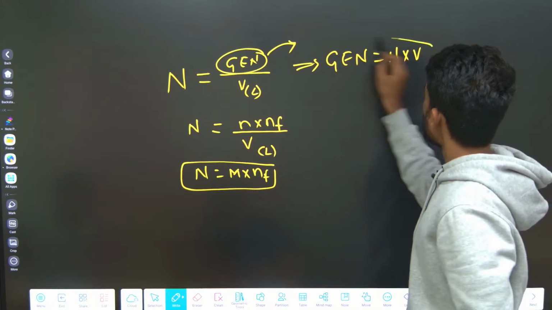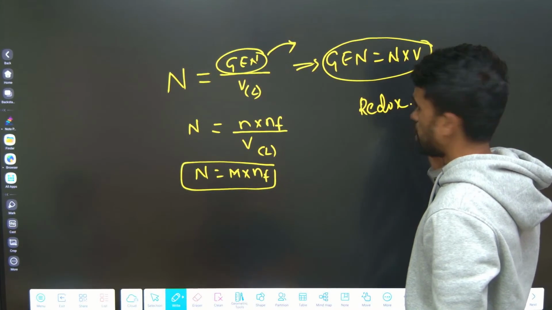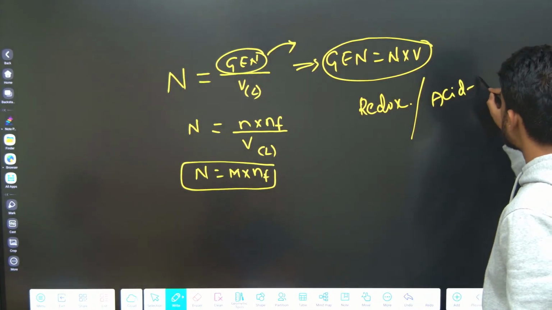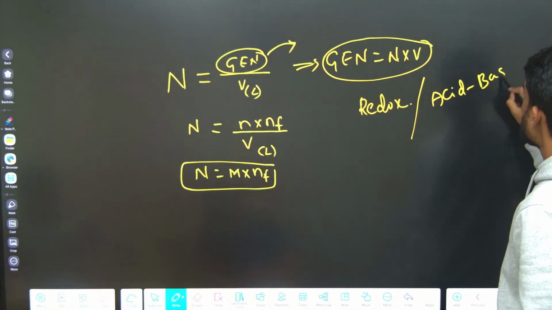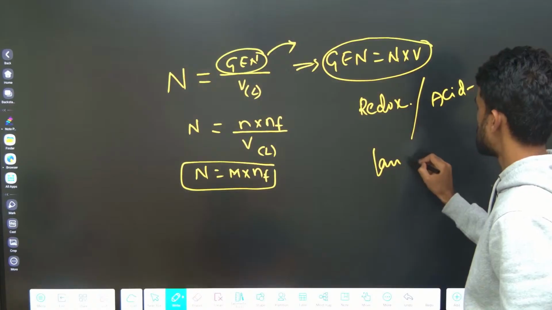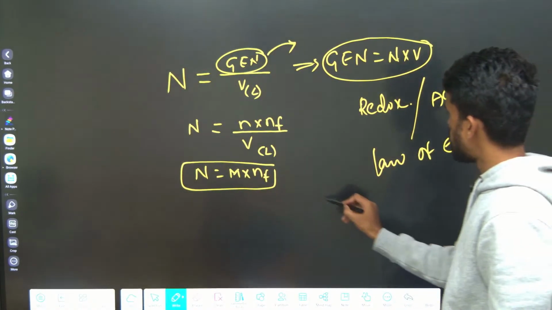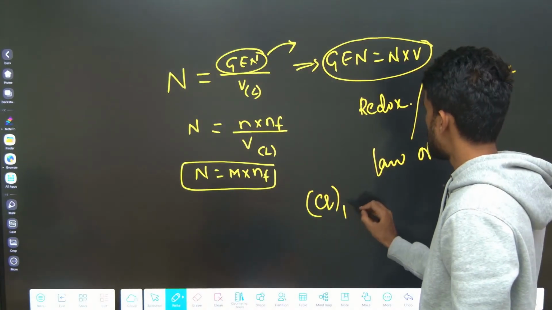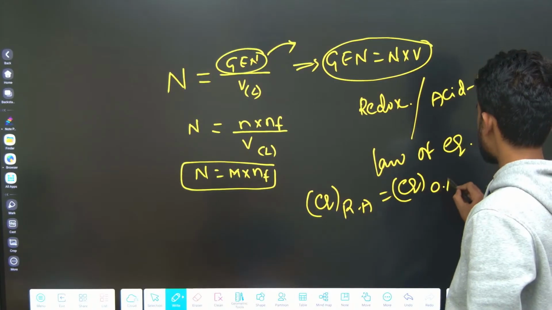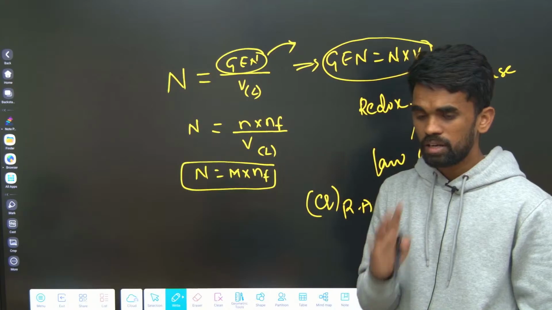Now, when redox reactions, acid-base titrations, or precipitation reactions are taking place, they follow the law of equivalence. What do they follow? Law of equivalence. It means the equivalence of the reducing agent will be equal to the equivalence of the oxidizing agent, because in every redox reaction there will be an oxidizing agent and a reducing agent.